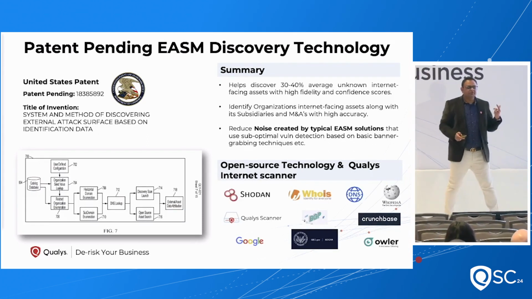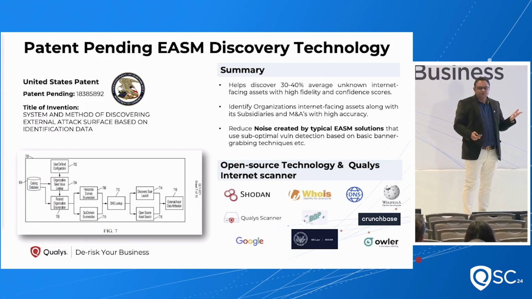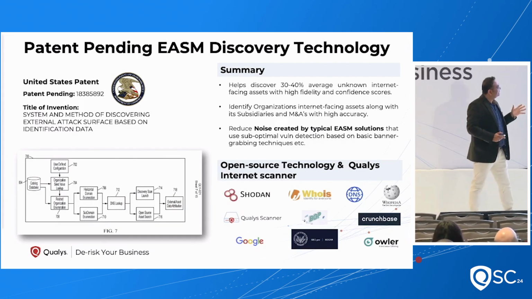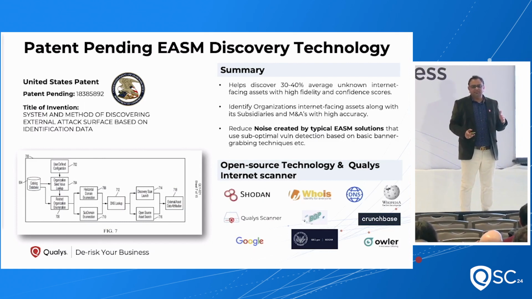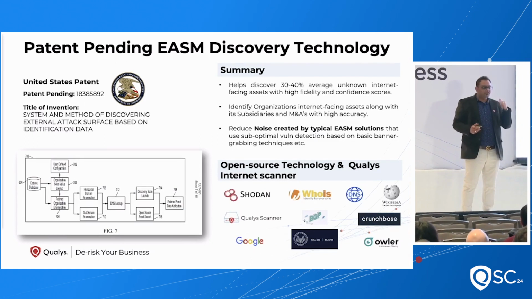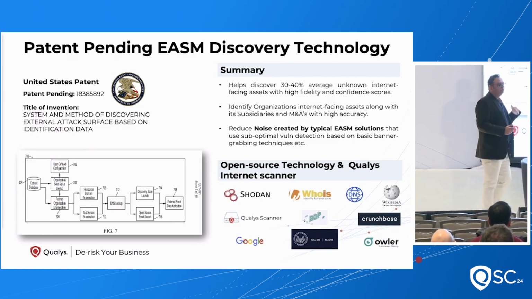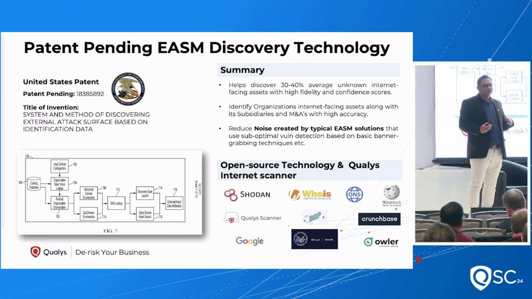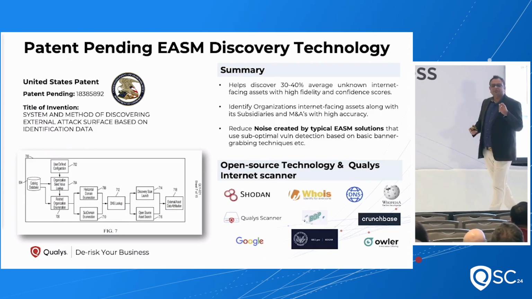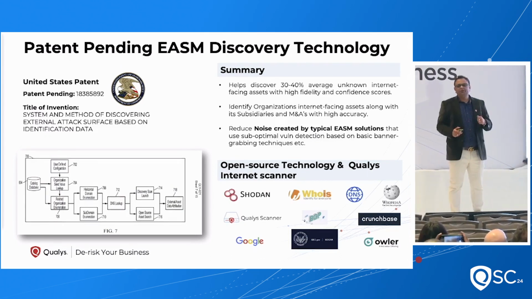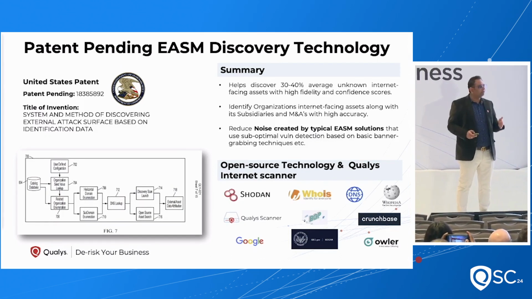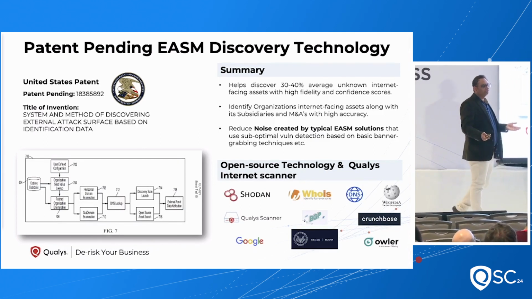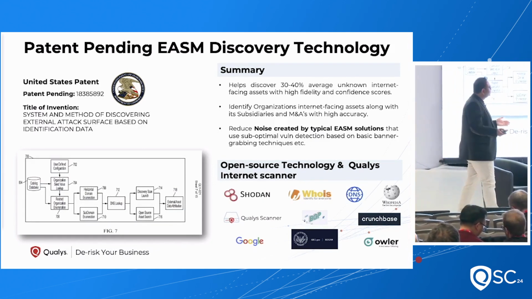And here, just quickly to give you an idea, when it comes to the external attack surface discovery, we have patent-pending technology to crawl the internet and help you accurately find more assets that belong to your organization without missing assets, and come up with a confidence score to reduce the noise, because oftentimes our customers have told us that, hey, there are a lot of false positives on the internet.